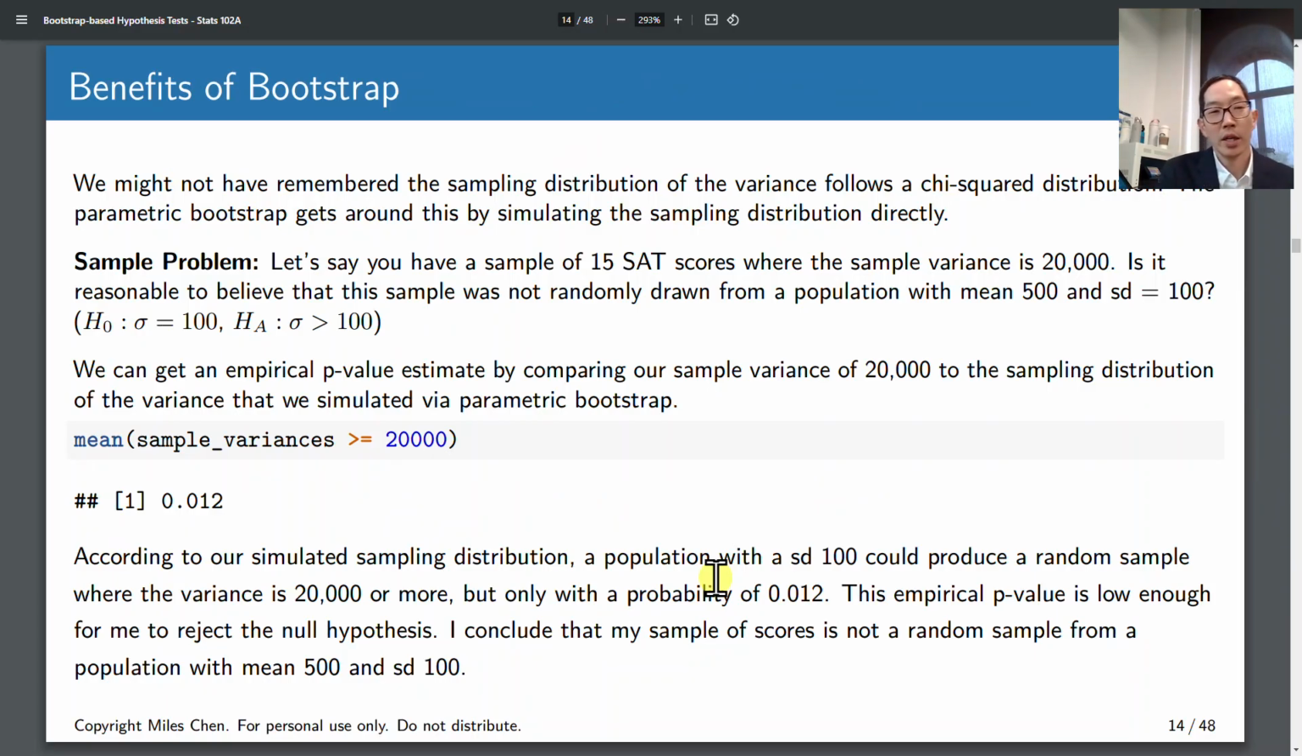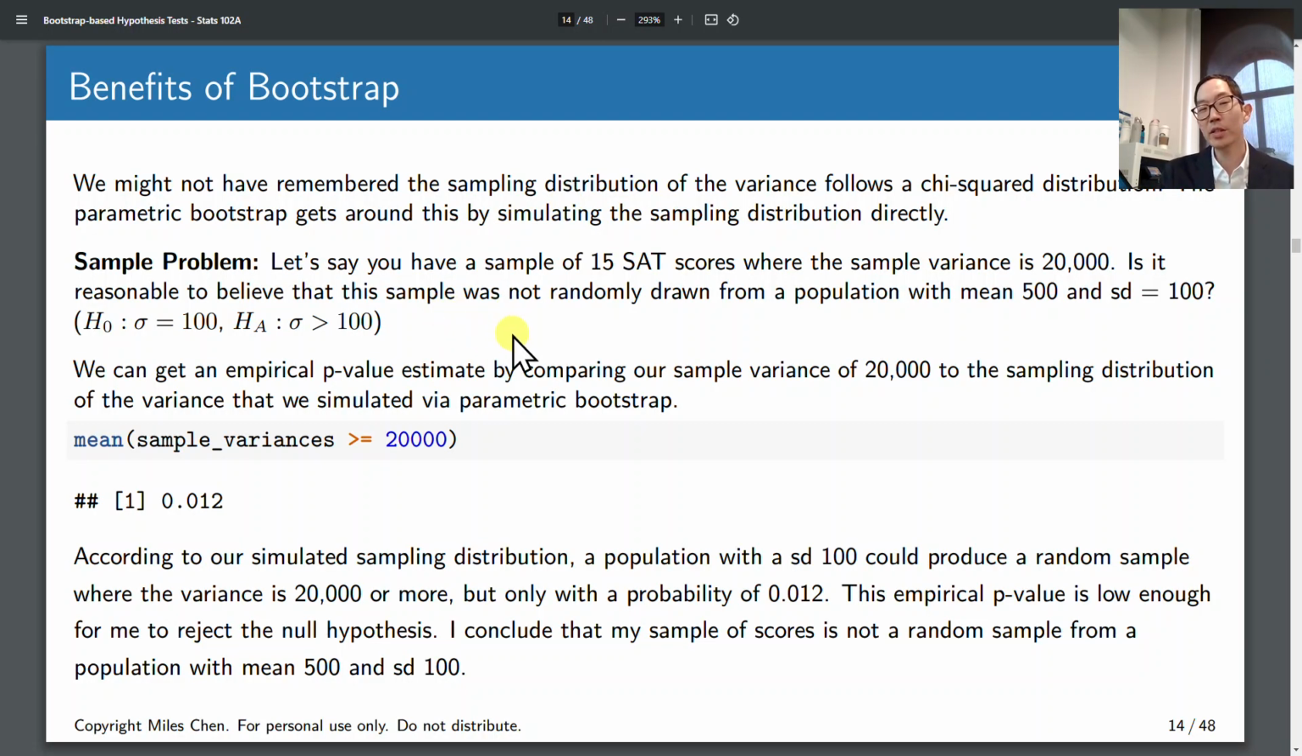So if you didn't remember about the chi-square distribution for the sampling variance, that's okay. This is why we use bootstrap, okay? Is that we just get around this by just simulating the sampling distribution, okay?